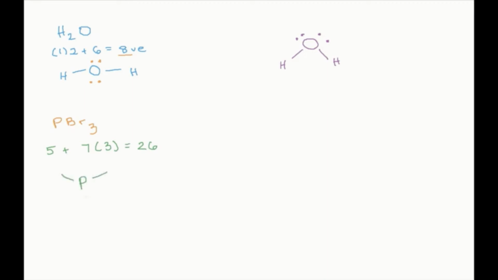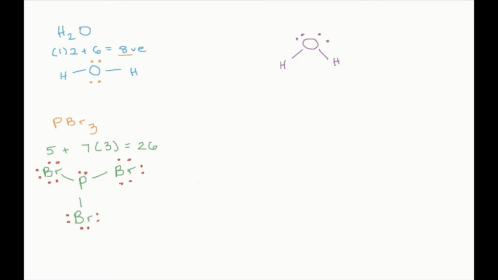So if I draw this without thinking about my VSEPR model, I'm just going to share electrons. So I have 1, 2, 3 bromines coming off of this. Remember, every atom, except for your hydrogen and helium, need 8 valence electrons. So right now, this bromine only has 2, so I'm going to add 6. I'm going to add 6. And I'm going to add 6. Then, phosphorus right now has 2, 4, 6, so it needs 2 more.